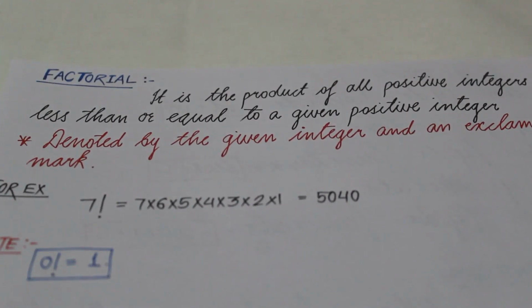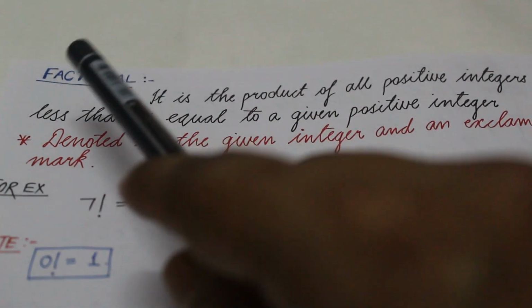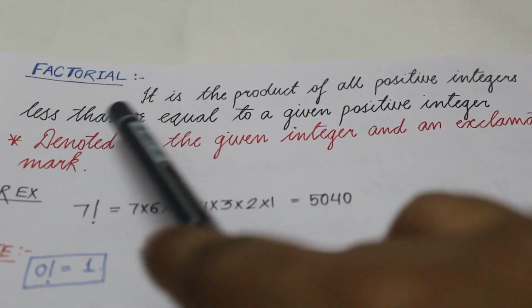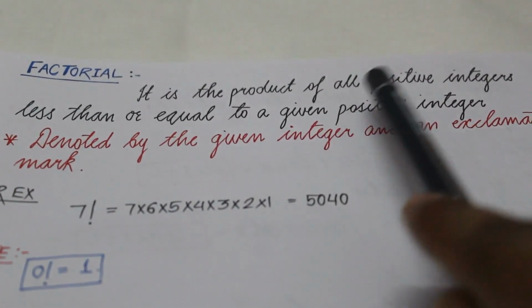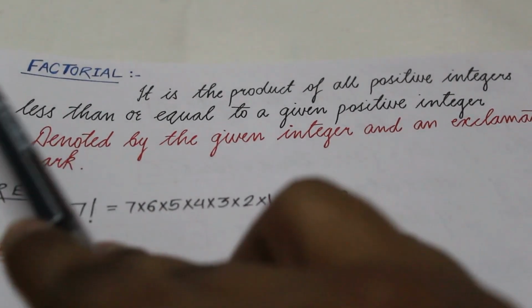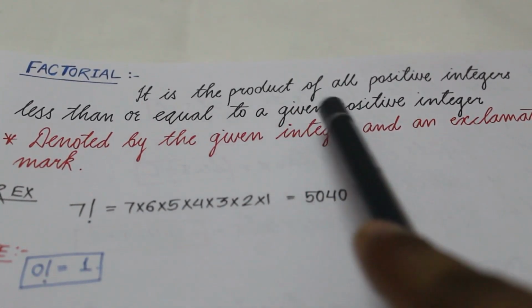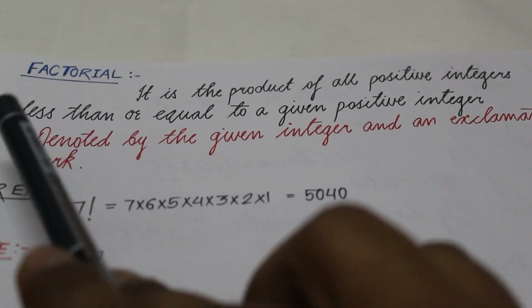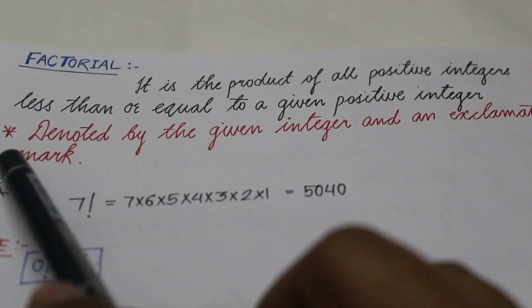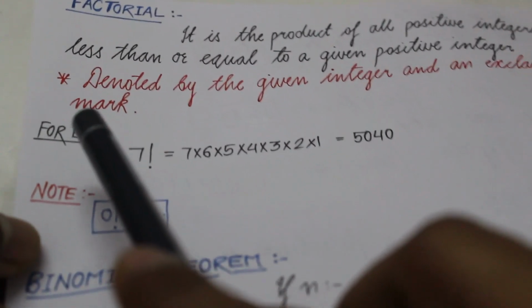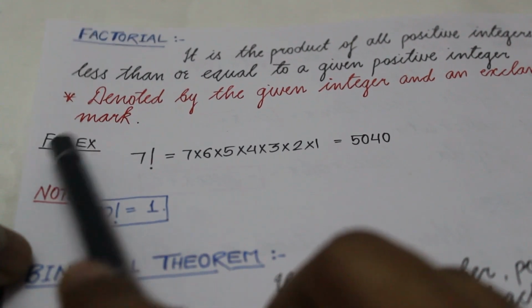Now moving on, we are going to study an important concept which is widely used in both physics and mathematics, and that is factorial. Now what basically is factorial? It is a product of all positive integers less than or equal to the given positive integer, and it is always denoted by an exclamation mark. Let us understand with the help of an example.